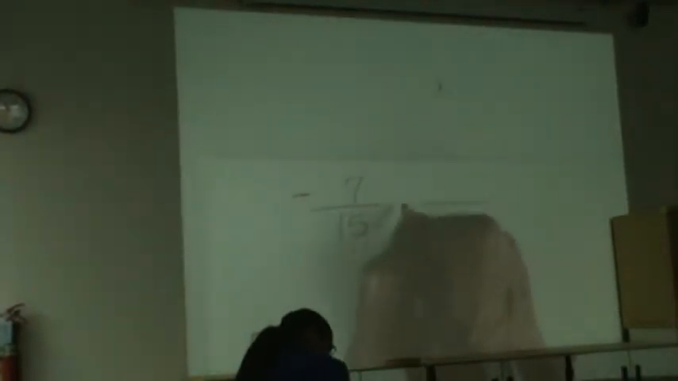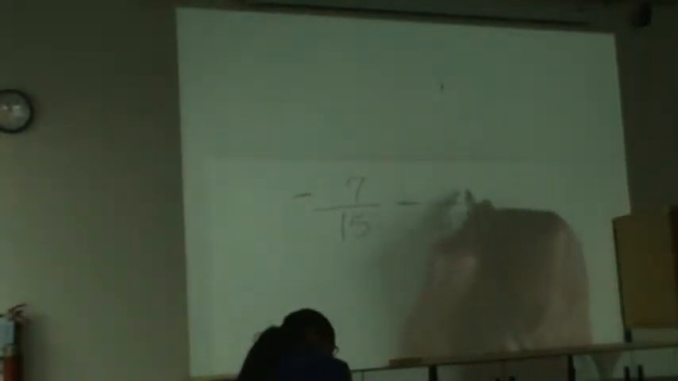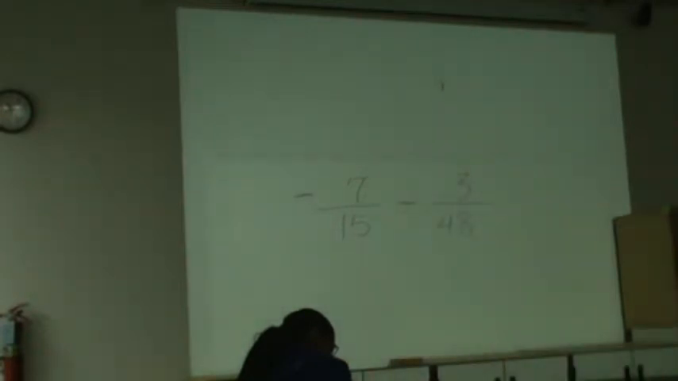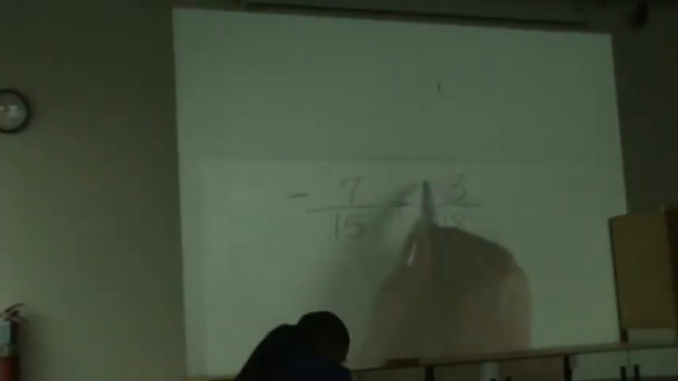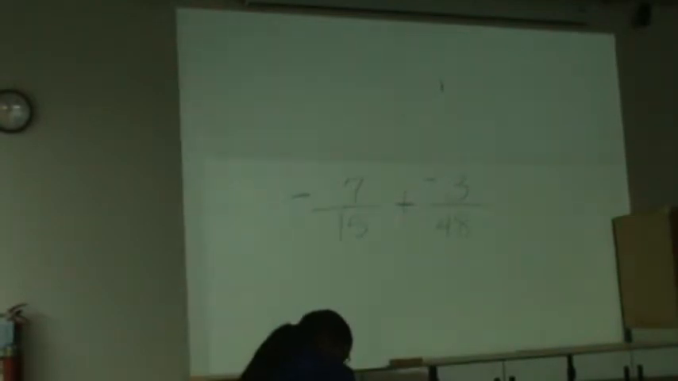We'll say negative 7/15 minus 3/48. How's that? So to find our common denominator, well, first let's change it from subtraction. This subtraction is changed to adding the opposite. So we have a negative plus a negative. Don't add them yet though.